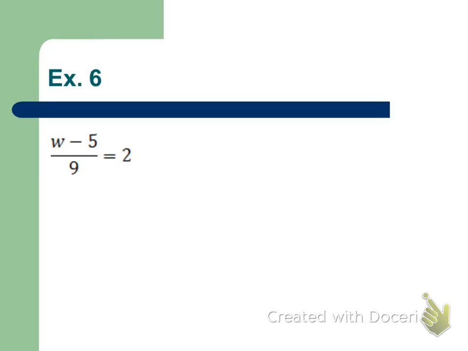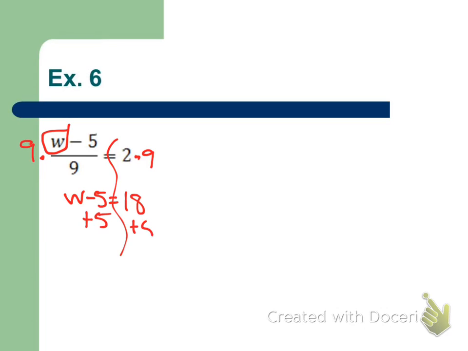Anyone want to volunteer to explain this one? Deja? I did times 9 on both sides. Good. And then I got 18 with 2 times 9. Okay. Then what? I added 5 to the other side, and I got 23. Wonderful. W equals 23. So we multiply both sides by 9 first, then we add 5 to both sides.